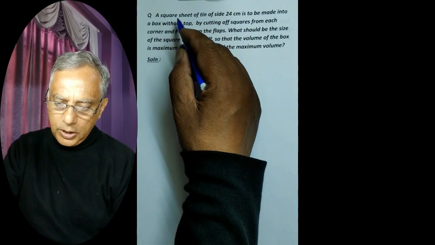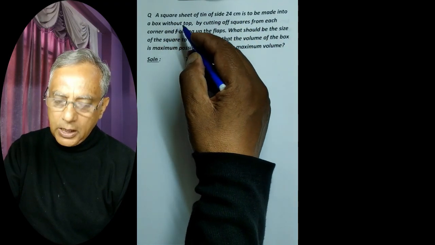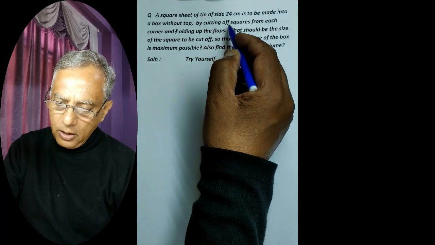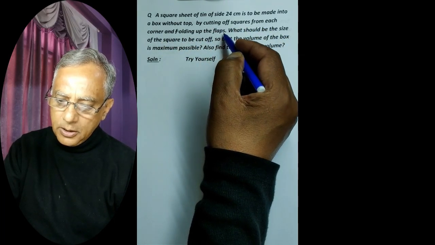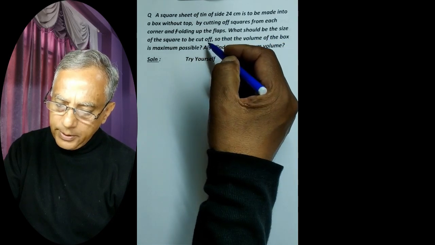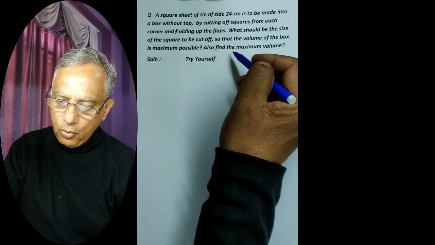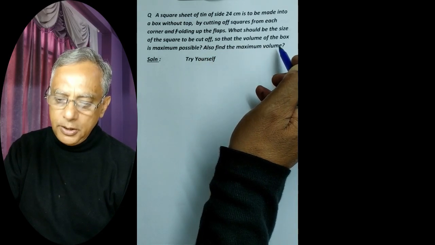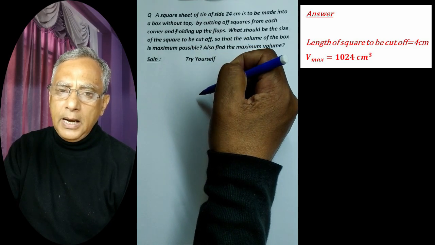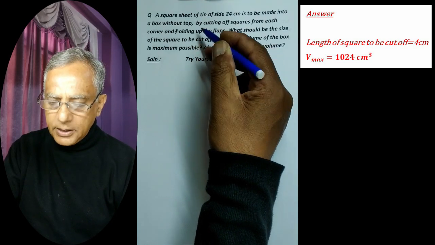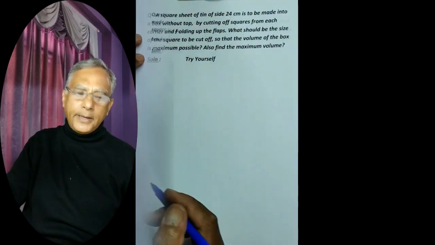Next is a square sheet of tin of side 24 centimeter is to be made into a box without top by cutting off squares from each corner and folding up the flaps. What should be the size of the square to be cut off so that the volume of the box is maximum possible? Also find the maximum volume. You can try this question yourself on similar lines. You can try this question as we did the earlier one and complete it.